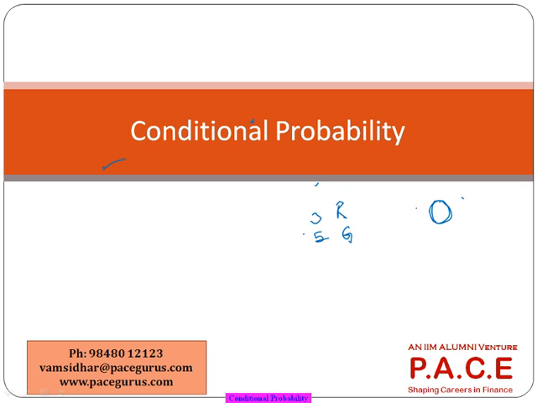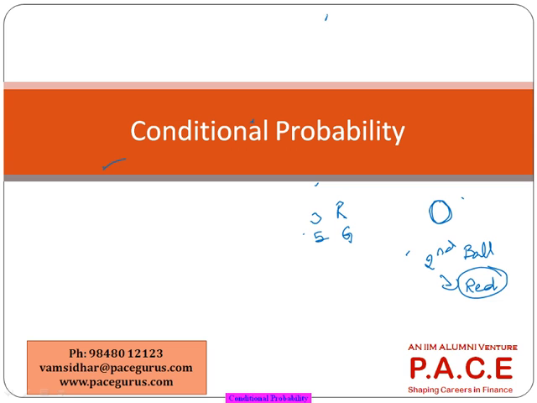Now, the question is, what is the probability that the second ball that is picked up is a red ball? I don't know any information about the first. Now my question would be, what is the probability that the second ball that is picked up is a red ball?